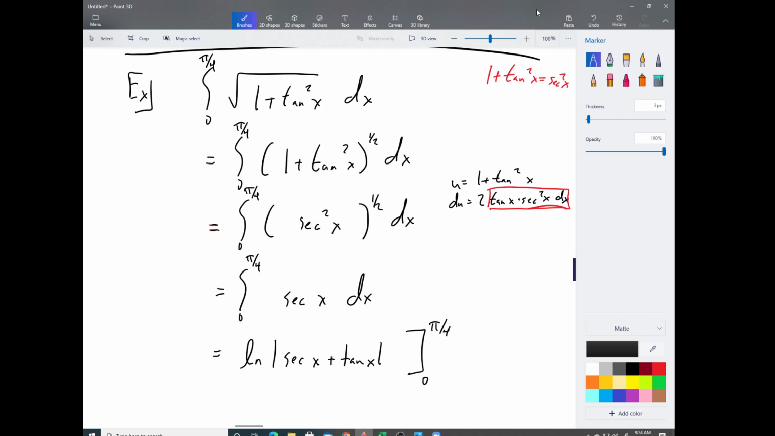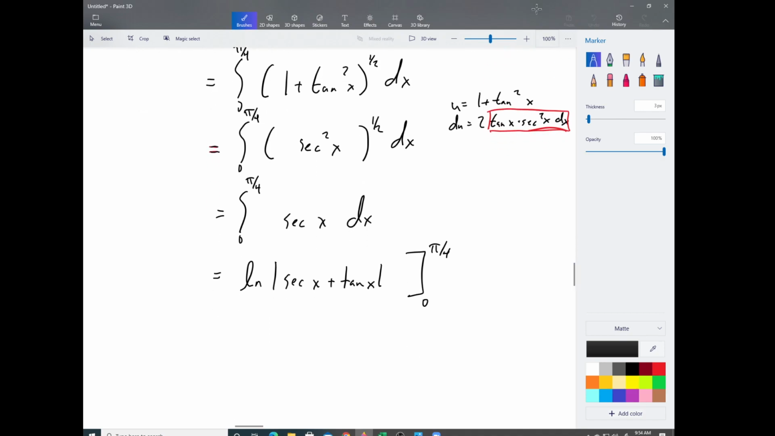Now, we're not done yet because we do have to plug our numbers in. So we're going to take the natural log of, we have to plug in our pi over 4 first. And then we plug in our 0.